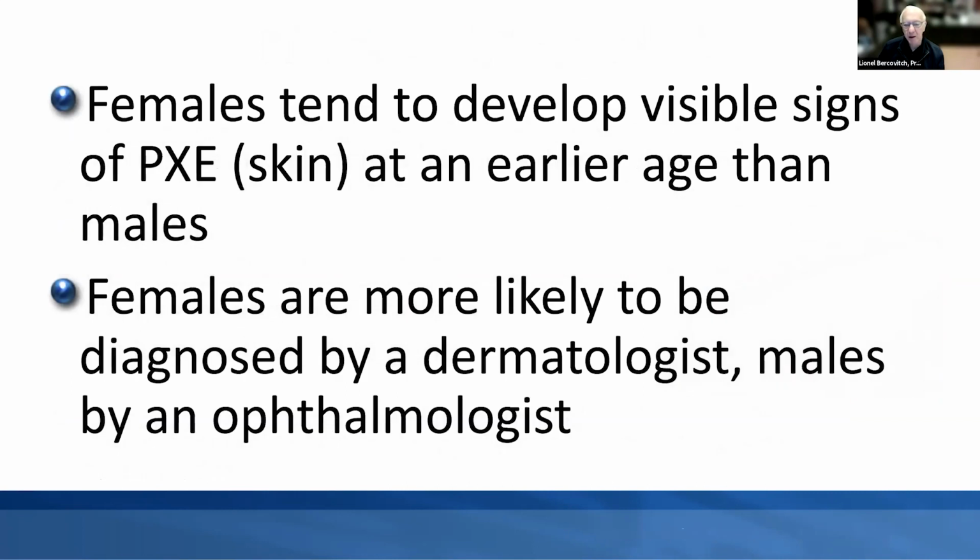So what we found, and what Kat showed you, is that females tend to develop visible signs of PXE at an earlier age than males, and therefore females are more likely to be diagnosed by dermatologists. Males are more likely to be diagnosed by an ophthalmologist than a dermatologist in terms of their early registry statistics. That may be different now, but that certainly has been the case in the past. Hopefully you get diagnosed before you end up with a retinal hemorrhage or vision loss.